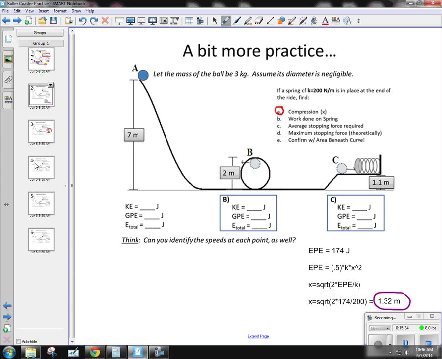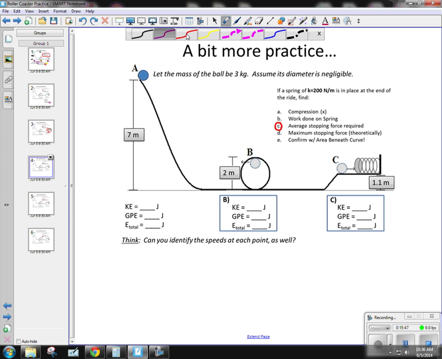So we want to talk about average stopping force. Okay. Let's go back to the work equals force times displacement idea. Get practice with that. Why do I ask all these questions? I'm attacking the same situation from multiple standpoints, just trying to give you, again, more practice, more experience in these.